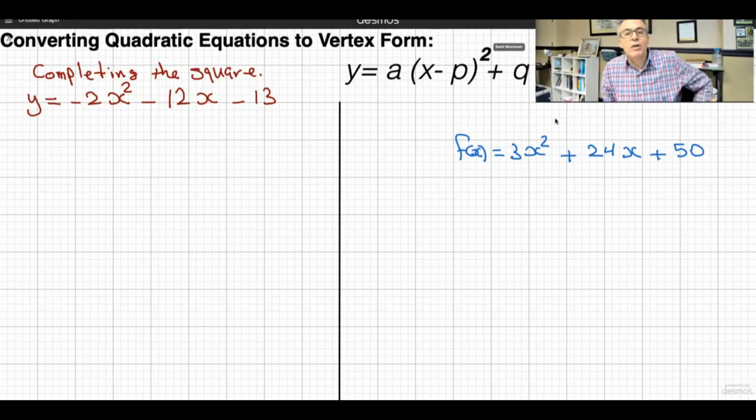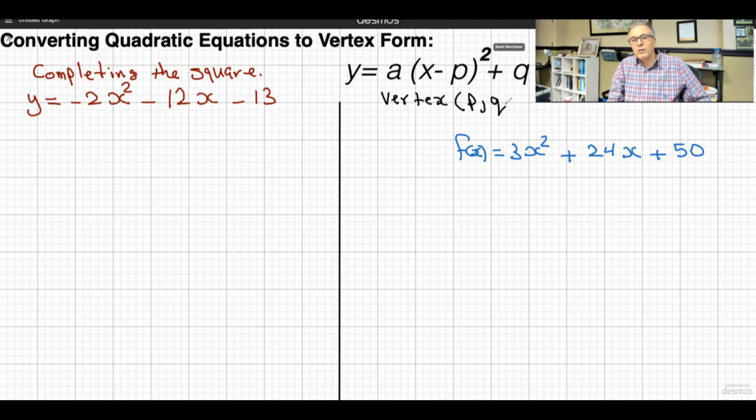Today I'm going to show you how to change from standard form to vertex form quadratic equations. So when they give you this form right here, which we call standard form, they want you to change it to y equals a(x minus p) squared plus q. Now, all of you know that in this format the vertex would be (p, q). But that's not our concern though. We just want to change from this form to vertex form.